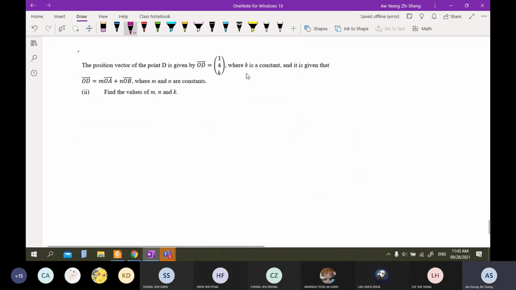OD is given by this factor where k is a constant. You have an unknown constant here. It's given that OD equals mOA plus nOB, where m and n are constants. Find the values of m, n, and k. Okay, so you have 3 unknowns involved in total: k, m, and n.